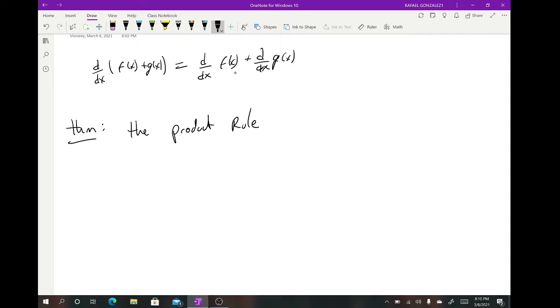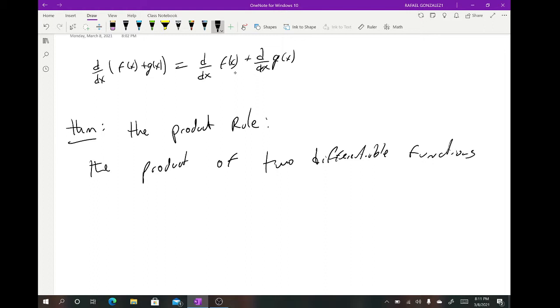And this theorem says the following: the product of two differentiable functions f and g is itself differentiable. It's a pretty straightforward statement. However, now it's where it gets very nice.